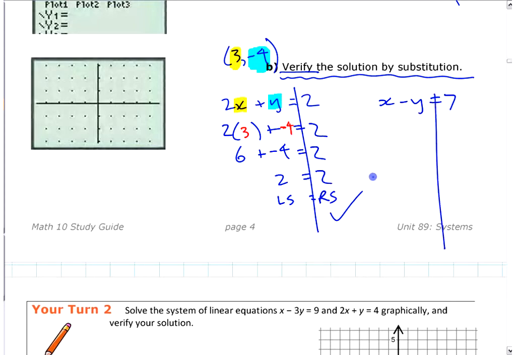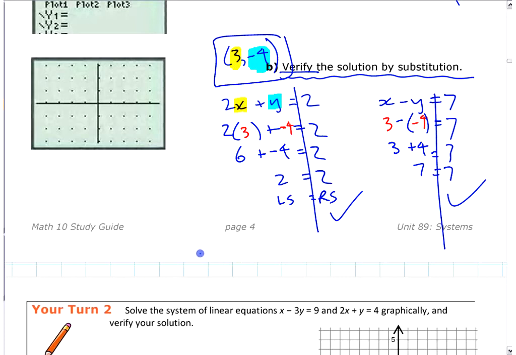If you want to check the other one, just put the two numbers in. 3, negative 4 there. Copy the rest of it down. Does that equal 7? 3 minus negative 4 is like 3 plus 4. 7 equals 7. It works there too, right? The two sides are equal. If it works in both equations, it's the solution. This is the solution. It works in both. Therefore, it's the solution.